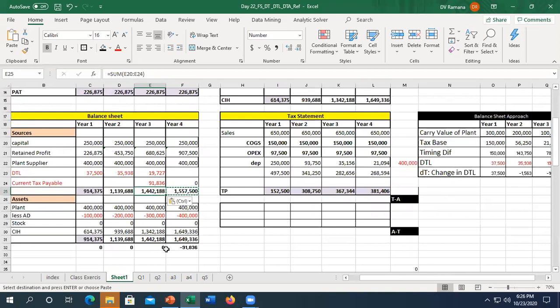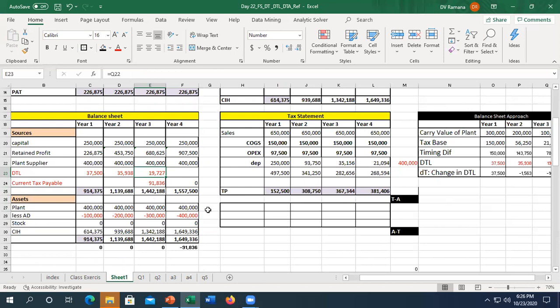So if the business is closed at the end of the third year and the company collects money, they have to pay the plant supplier, they have to pay the current tax payable. Even if DTL is visible on the balance sheet, the company is not required to pay this 19,727 to the tax authority, because this is a book entry. This is a notional tax.